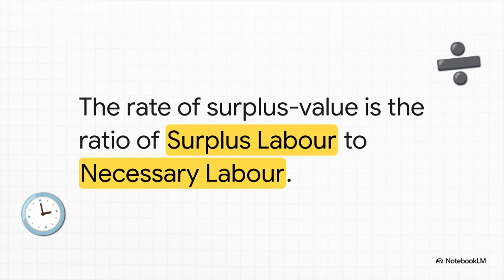And this gives us our second formula for the rate of surplus value, the ratio of surplus labor to necessary labor. All of a sudden, that abstract money ratio, S to V, is now expressed as something concrete and temporal. It's directly measuring how the worker's own day is divided between working for themselves and working for the capitalist.